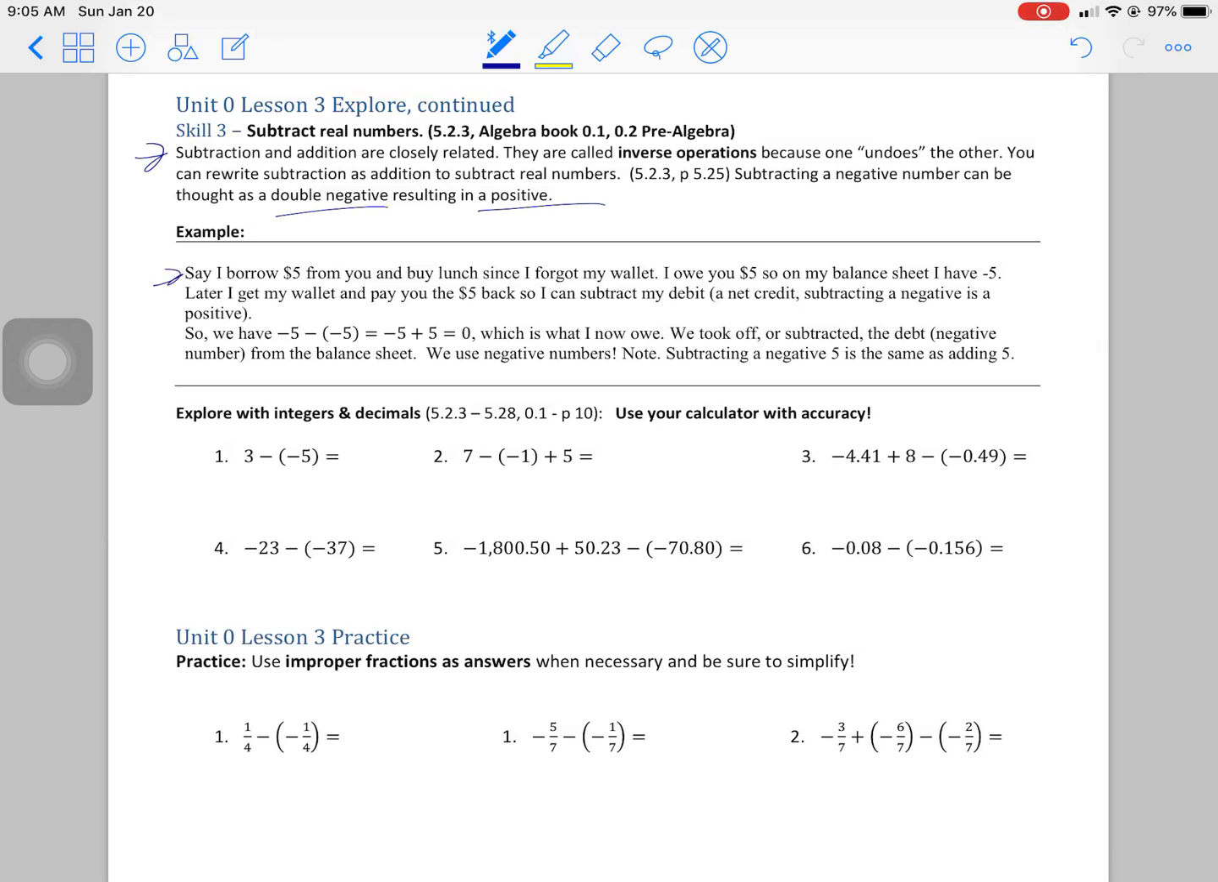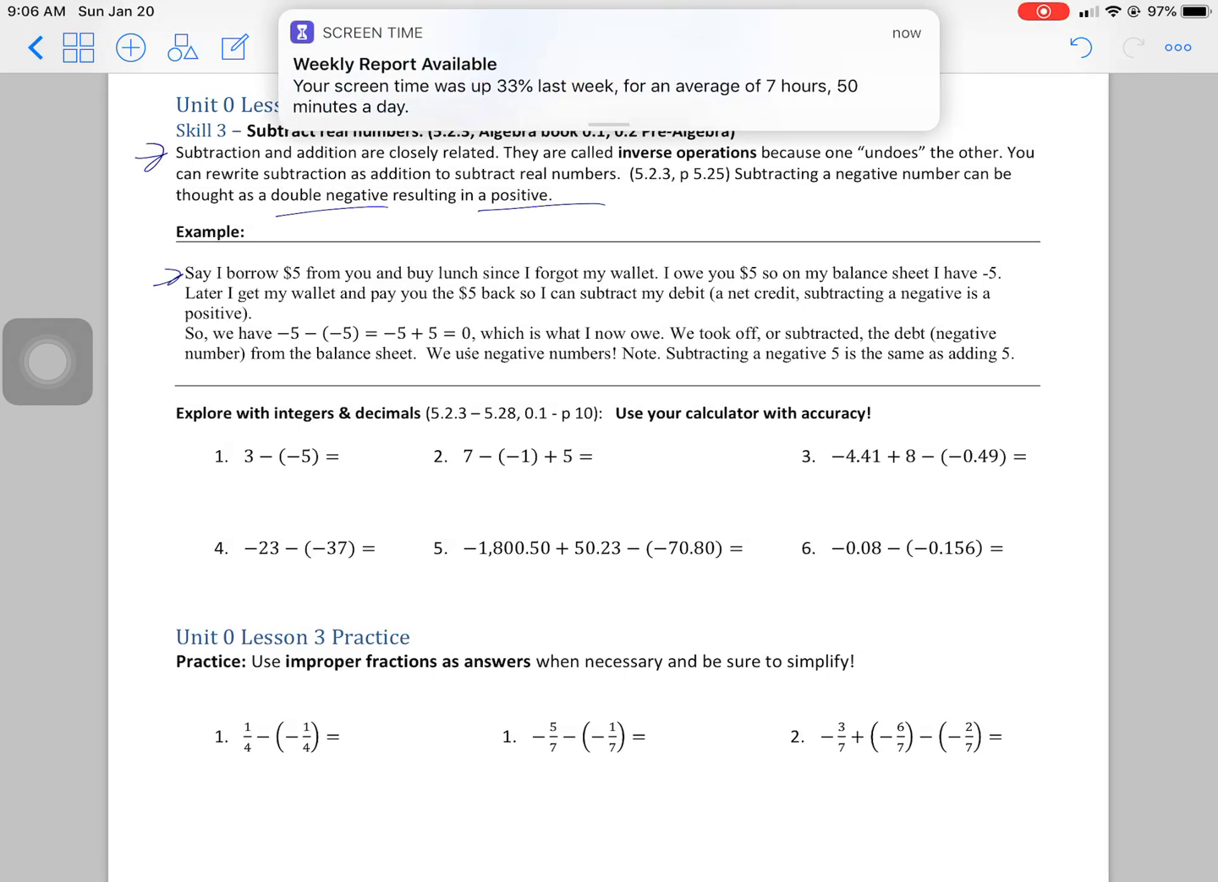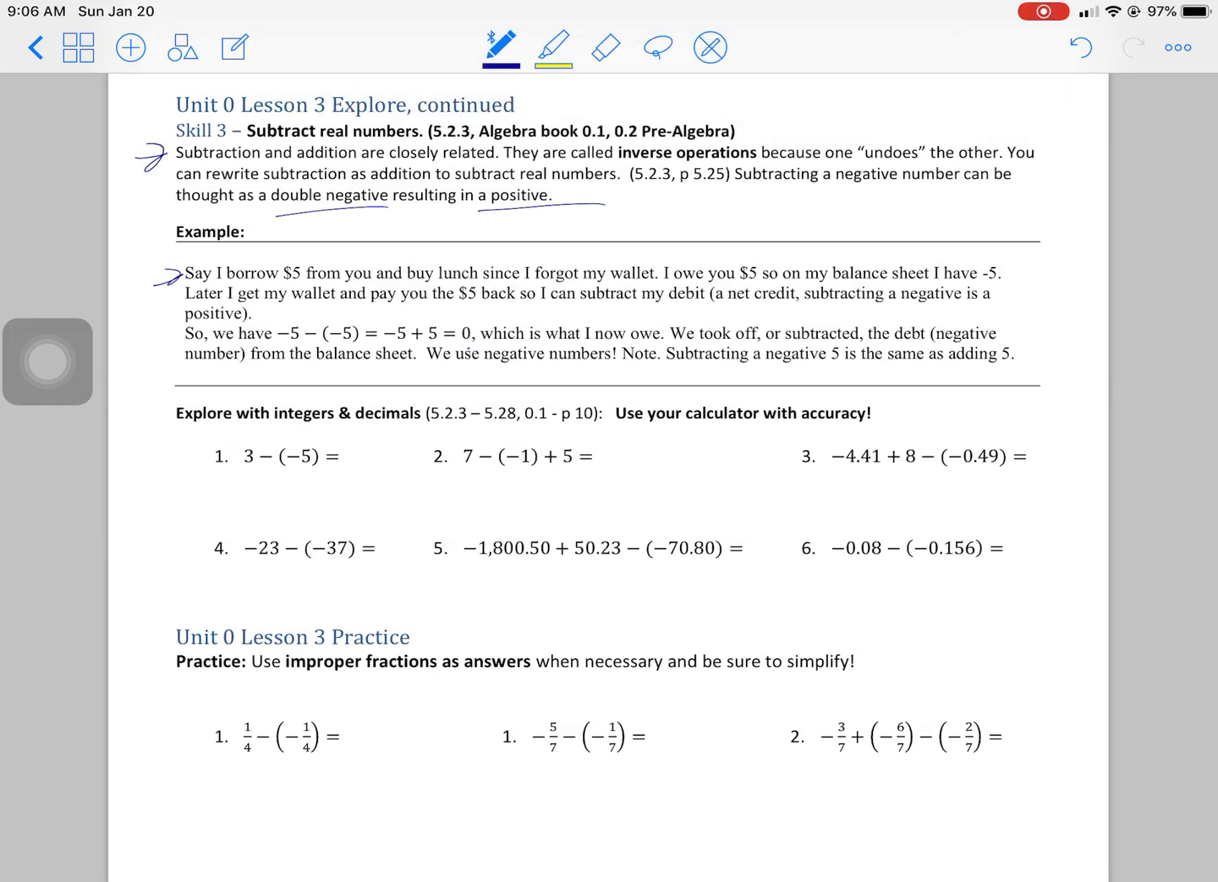So say I borrowed $5 from you to buy lunch since I forgot my wallet. Borrowed. Okay, you owe me $5, so my balance sheet has a negative 5. Later, I get my wallet and pay you back the 5 so I can subtract my debt, or a net credit. Subtracting a negative is a positive. So we have negative 5, and then we're subtracting the negative 5, which is the same as adding 5, which is 0, which is now what I owe. We took off or subtracted the debt, the negative number, from the balance sheet.